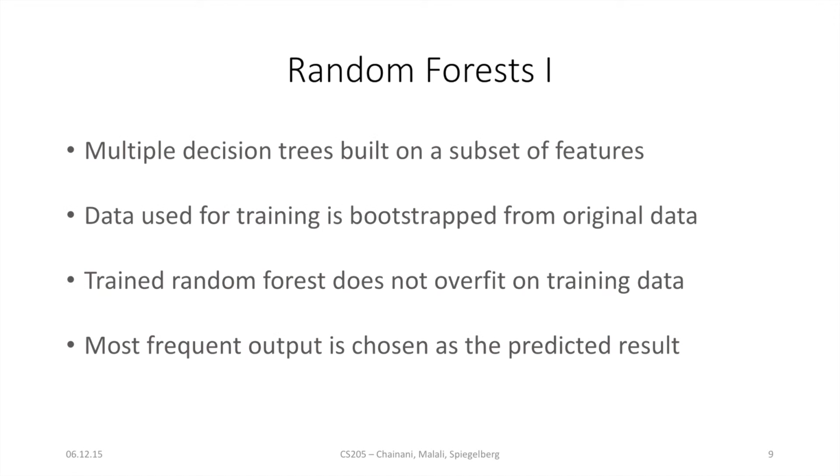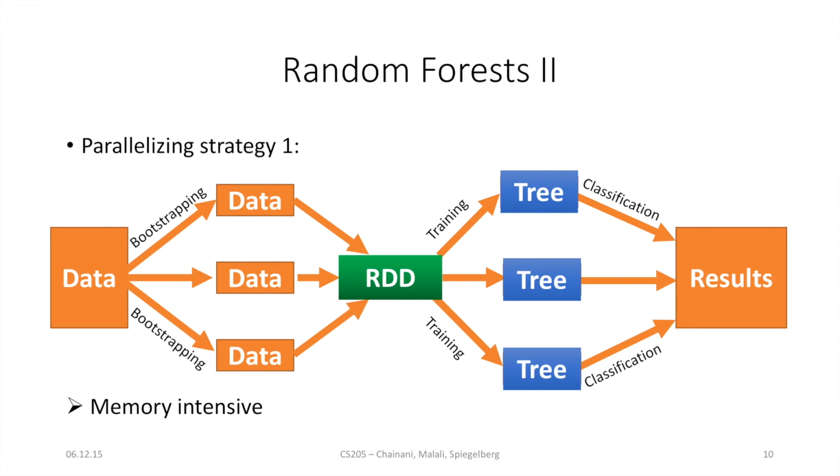Random forest is a machine learning algorithm that aggregates multiple decision trees built using bootstrapped data over a random subset of columns per tree. Individual decision trees can then be constructed in parallel. We attempted two parallelization methods.